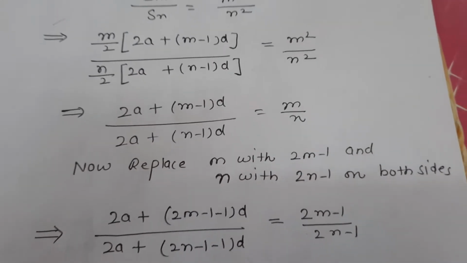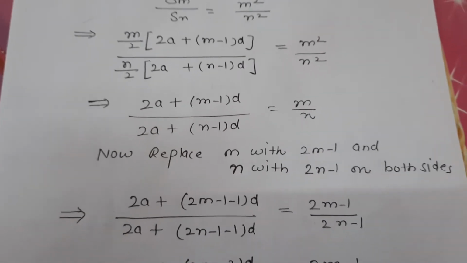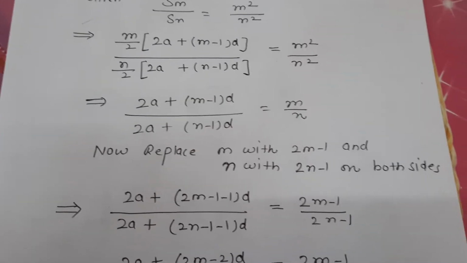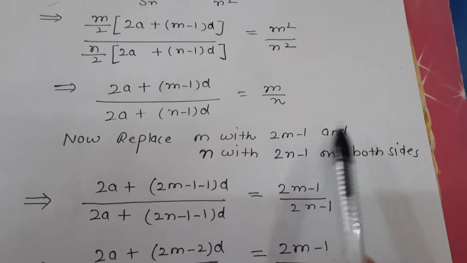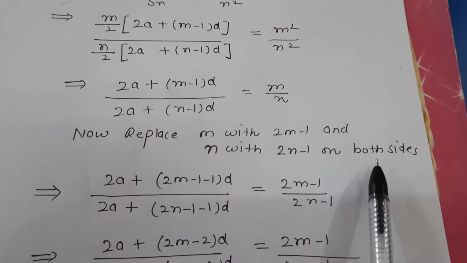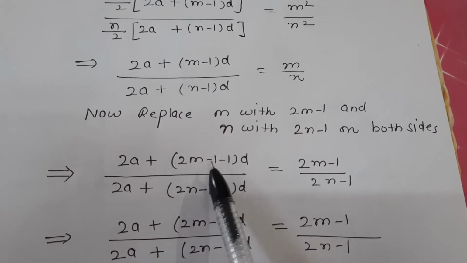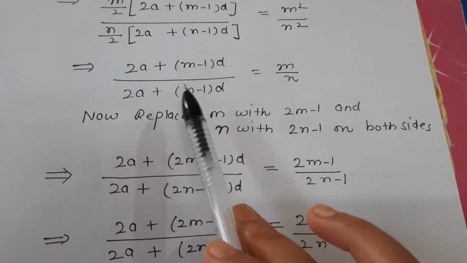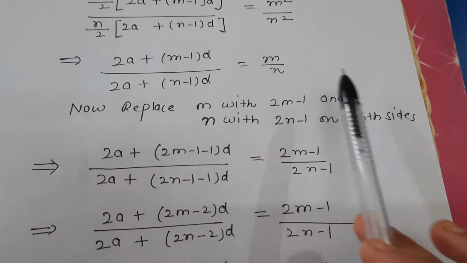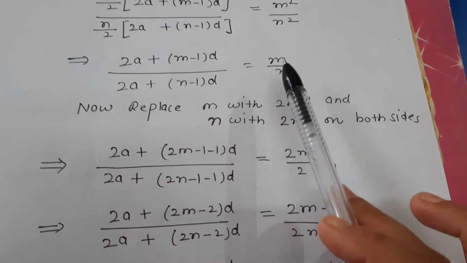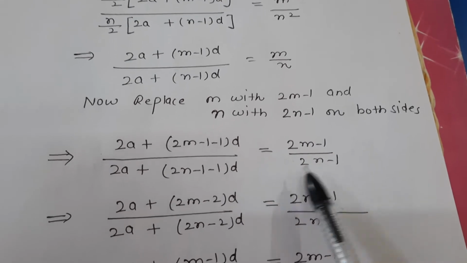We know that if we have to move to the terms, then we replace the number of terms m with 2m minus 1 and n with 2n minus 1. So we are replacing m with 2m minus 1 and n with 2n minus 1 on both sides. So here you get 2a plus 2m minus 1 minus 1 d. Again here replace n with 2n minus 1. This is minus 1 into d. In the same way on the right hand side, this m will be replaced by 2m minus 1 and this n will be replaced by 2n minus 1.